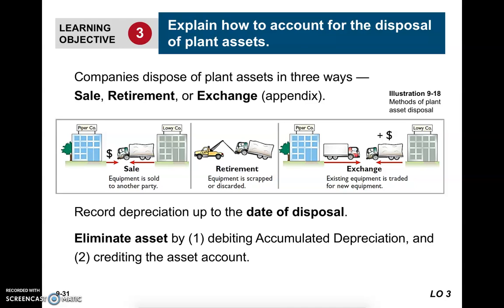The next scenario, which is discussed in the appendix and you are not responsible for it, is exchanging the asset for a new one or a different one. So you will not have any homework questions or any question in the exam regarding Chapter 9 appendix.